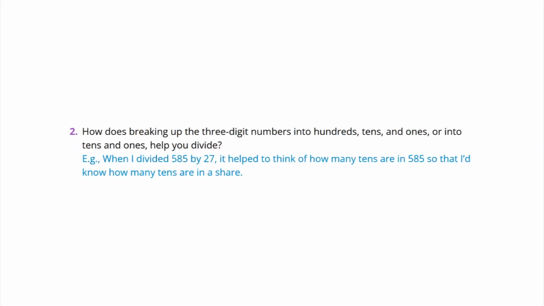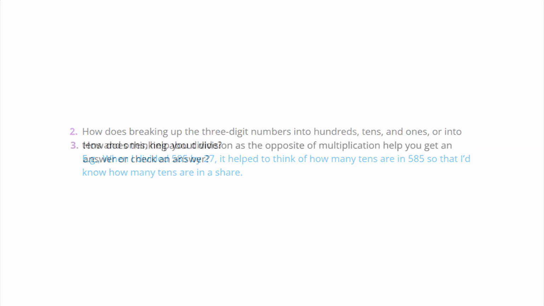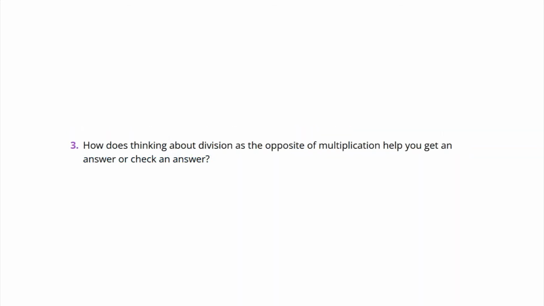An example response is that when I divided 585 by 27, it helped to think of how many tens are in 585, so that I'd know how many tens are in a share. How does thinking about division as the opposite of multiplication help you get an answer or check an answer?